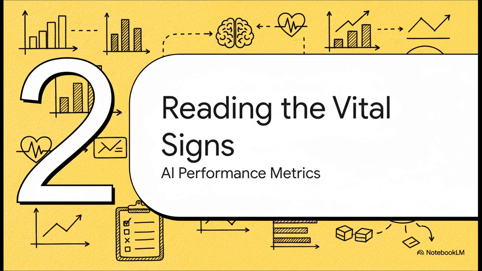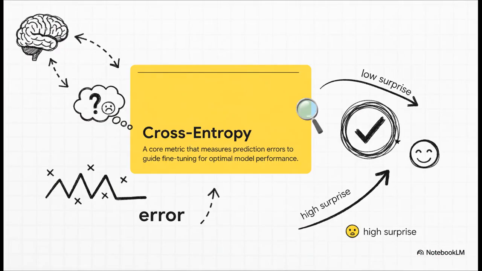Well, we start by looking at its scorecard, kind of like reading its vital signs. These are the key metrics that give us a quick snapshot of its overall health and abilities. The first, and honestly, one of the most fundamental vital signs is something called cross-entropy. It's a core metric for measuring prediction errors.